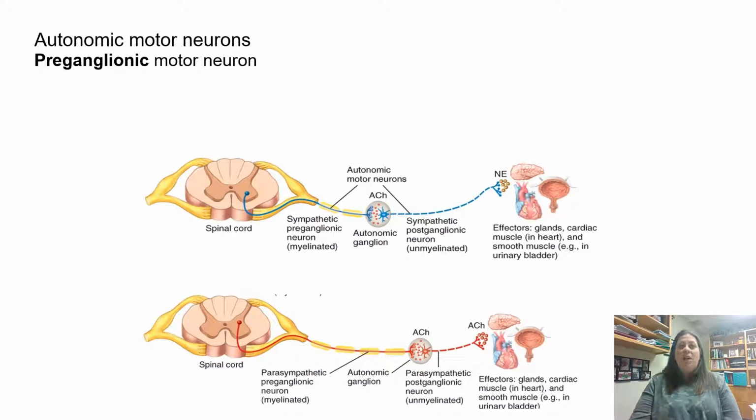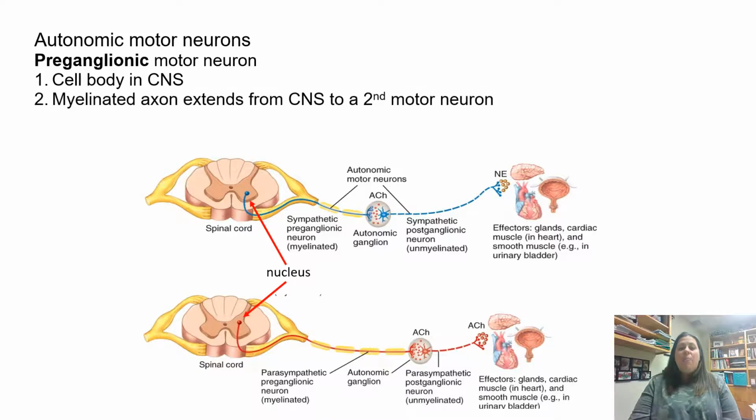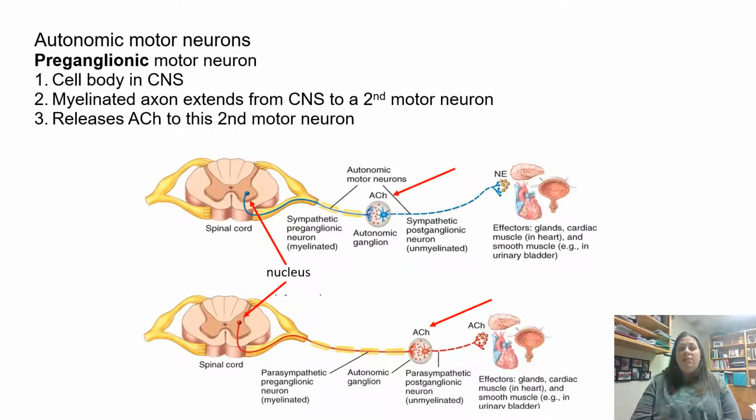So when we look at the autonomic motor neurons, there's going to be a preganglionic motor neuron. This preganglionic motor neuron is going to have its cell body also in the central nervous system. But it's going to have its myelinated axon extending from the central nervous system, and it's going to talk to a second motor neuron. Okay, so this is how it's different than somatic. They are going to still release acetylcholine to the second motor neuron.